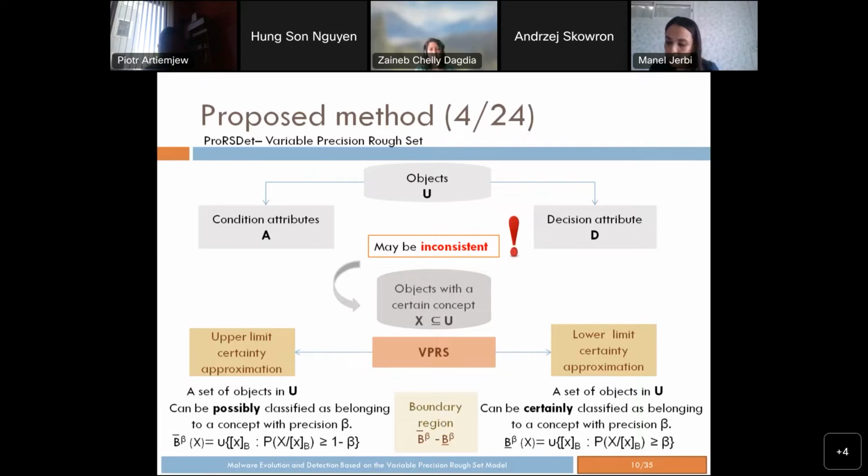On the one hand, the upper limit approximation represents a set of objects that can be possibly classified as belonging to a given concept with a precision level. On the other hand, the lower limit approximation represents a set of objects that can be certainly classified as belonging to a given concept with a precision level.